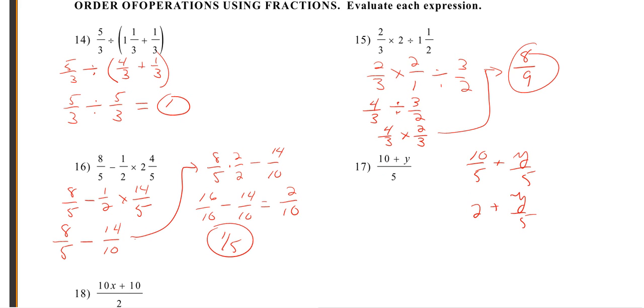So actually, this problem is as simple as it can get. If you would express it like this, like we did here, so this would be a correct answer, just leaving it like it is. And if I wanted to split it up and say 2 plus y over 5, well, I'll count that also. Either one of those are correct answers.